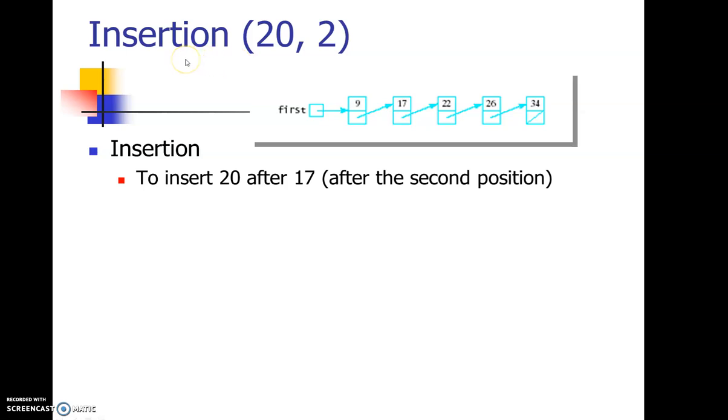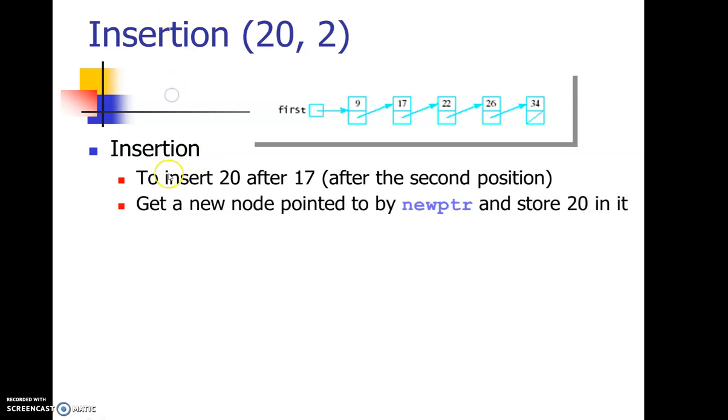So you can see that to do an insert operation, you have to provide 2 parameters. The first parameter indicates the value that you want to insert. The second parameter indicates where you want to insert this item. So in this case, we are doing insert of 20 and 2, indicating I want to insert the item 20 after the second location.